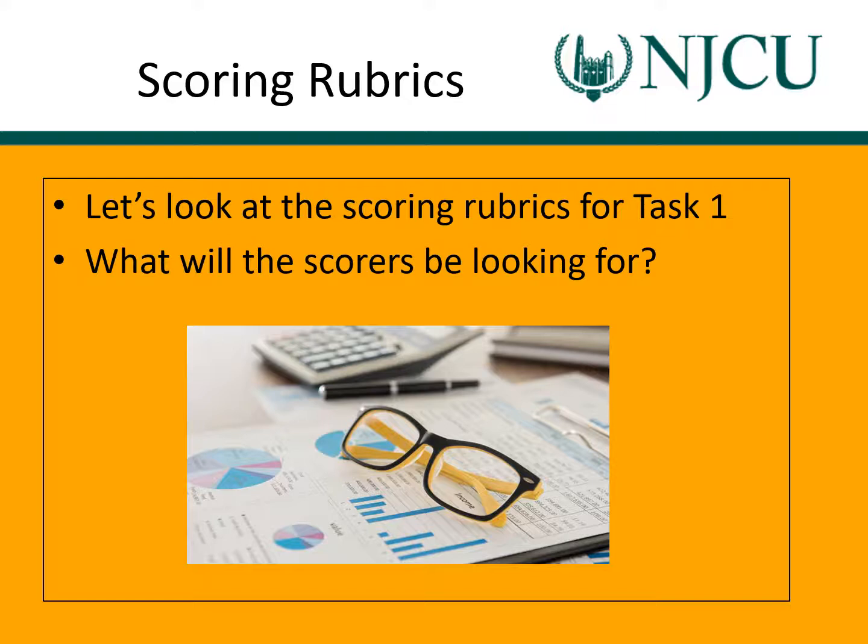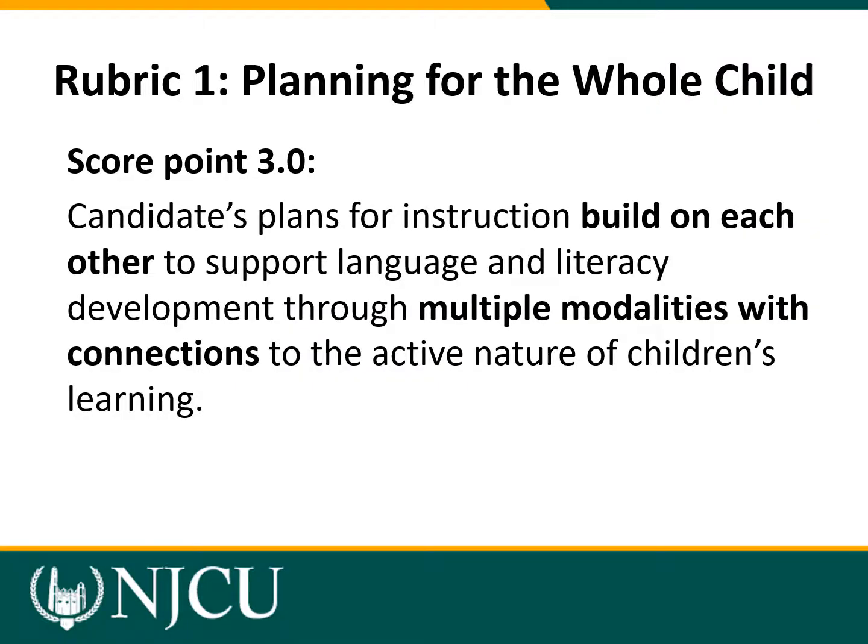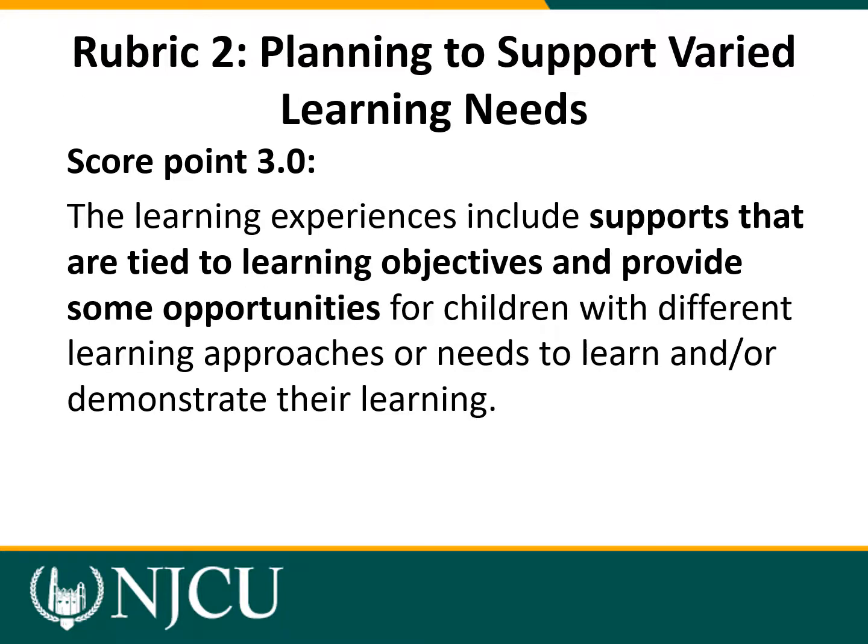There are 5 rubrics, and you're going to get a score on each of the 5 rubrics. The first rubric is planning for the whole child, and in order to score a 3, your plans for instruction must build on each other, and they must include multiple modalities with connections to the active nature of children's learning. So this is where you're going to get scored for having your lessons be developmentally appropriate for young children and that they build on each other. The second rubric is planning to support varied learning needs. This is where you're going to discuss the supports that you will provide for children with special learning needs.